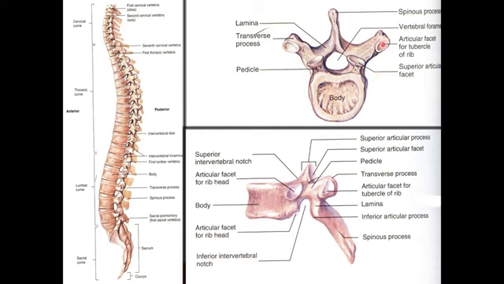What are the features of a typical thoracic vertebra? First of all, the body is medium sized and heart shaped. Medium sized meaning it's not as small as the cervical vertebrae, but still it's not as big as the lumbar vertebrae. It's somewhere in the middle between the cervical and the lumbar. So we notice that the thoracic vertebrae, the higher we go up, become smaller and resemble the cervical, and the lower we go down, become bigger and resemble the lumbar.